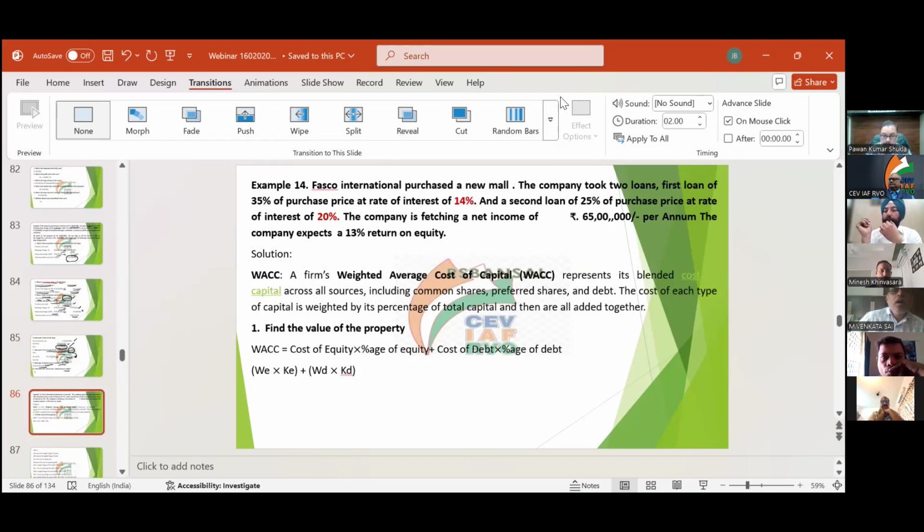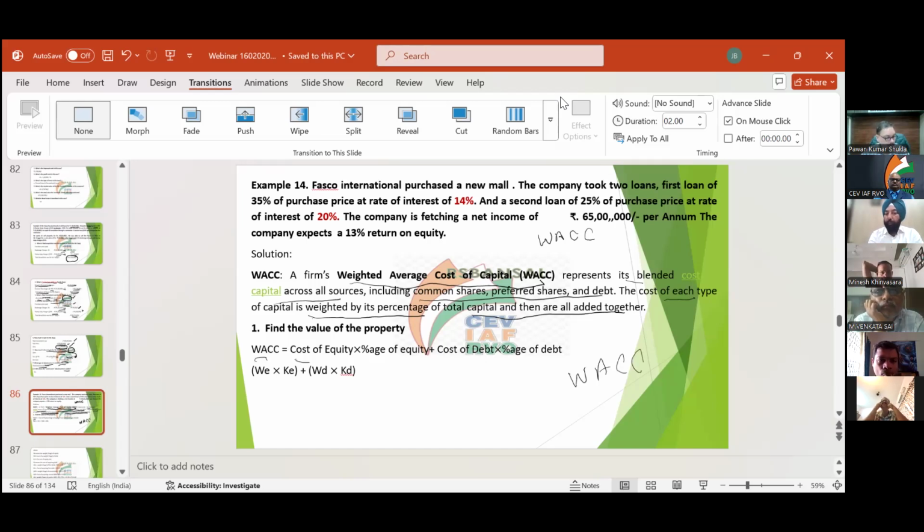Then another thing is weighted average cost of capital. Many times you may get this type of question, WACC, weighted average cost of capital. It represents blended capital across all sources, including common shares, preferred shares, and debt. The cost of each type of capital is weighted by its percentage in total capital, and then they are added together. So if you have to find the value of the property, then for calculating weighted average cost of capital, you have to use this formula.